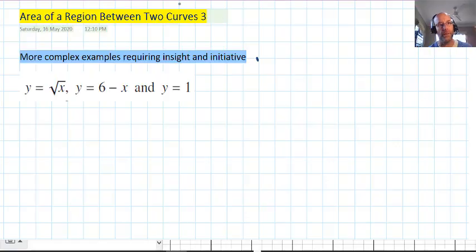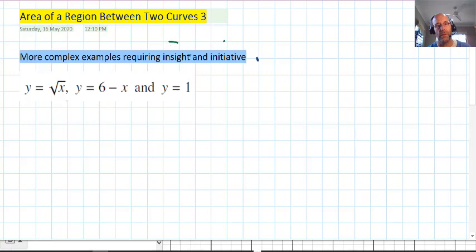Okay, number 3 for area of a region between two curves. So we're looking at more complex situations that require a bit of initiative and insight. So not straightforward, but not impossible. We've got a region that is bordered by y equals root x, y equals 6 minus x, and y equals 1. Let's find the area of that.